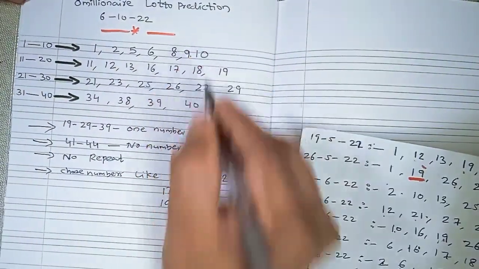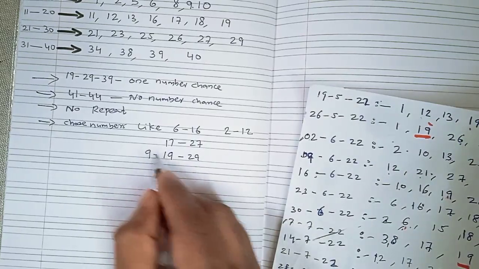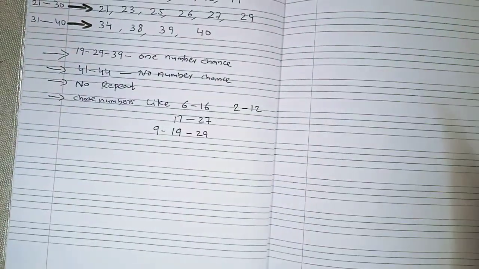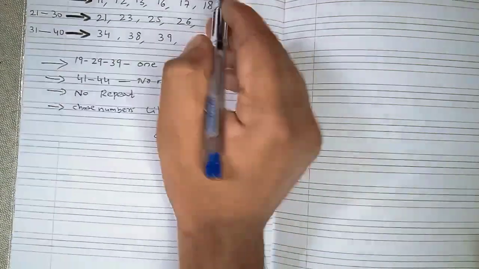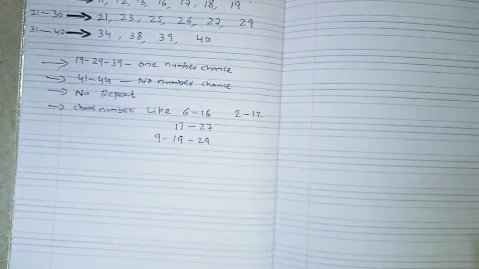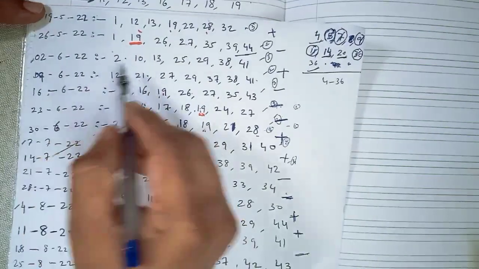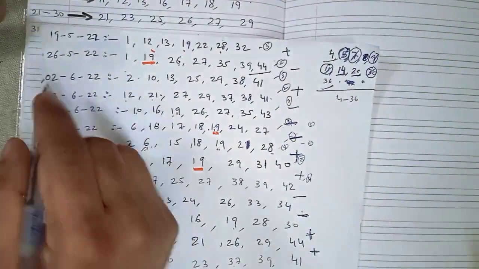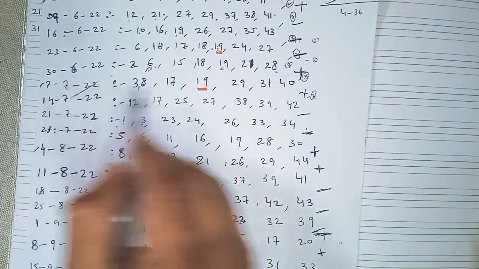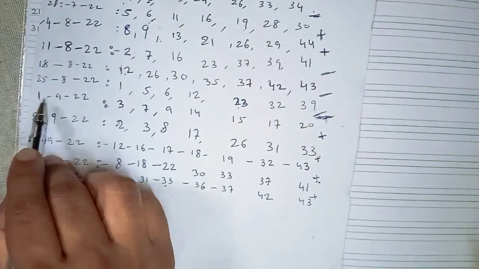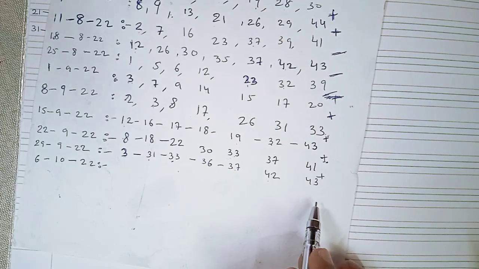Here add 9 and 9, 19, 29, like this. And one more chance: 10, 20, 30, 40, one number chance, because every month the first draw has one number like that. 2, 6, 10 half, 7, 7, 40 half, 1, 9, 20 half. Also 6, 10, one number chance.